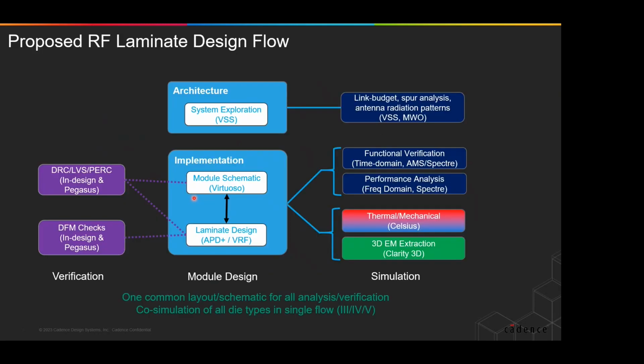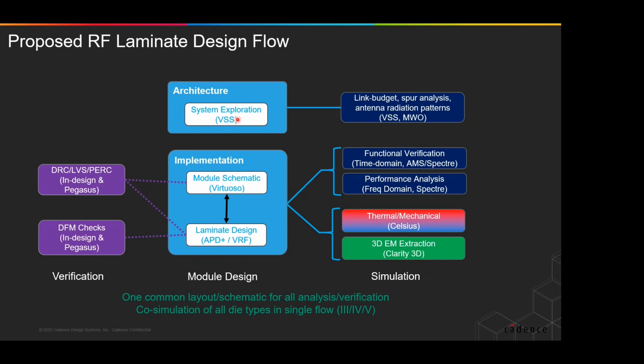So what kind of solution are we proposing? Well, we're proposing a solution where we use our system simulation tool, VSS, to do system exploration. That's things like link budget, spur analysis, antenna radiation patterns. These all can be explored using VSS very rapidly. It's an ultra high capacity system simulator. So you can do constellation mapping. You can look at all sorts of power output levels, and you can look at those in almost real time. So it's very easy to explore how your system might perform.